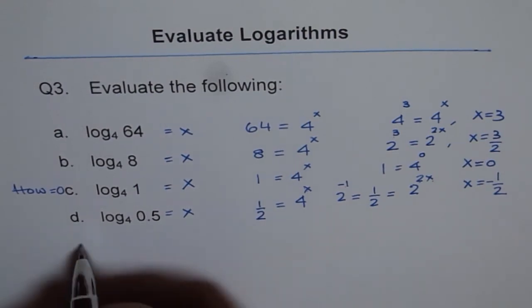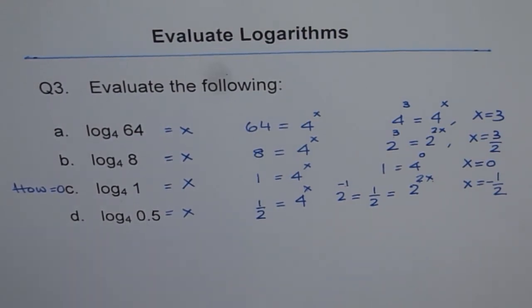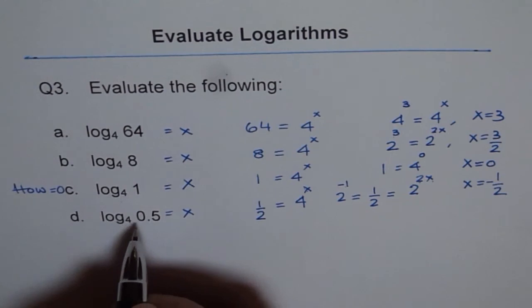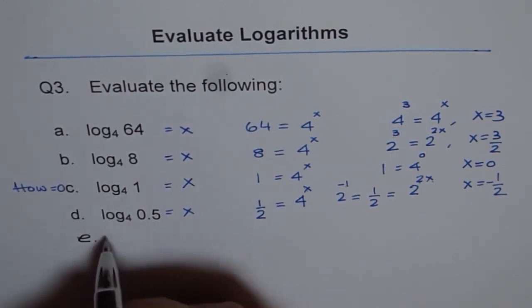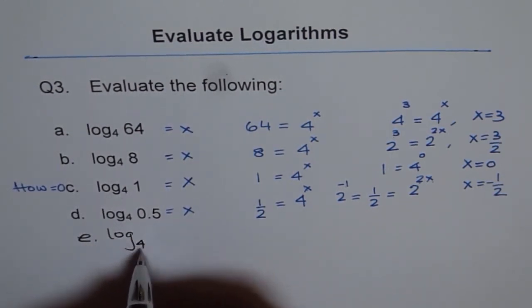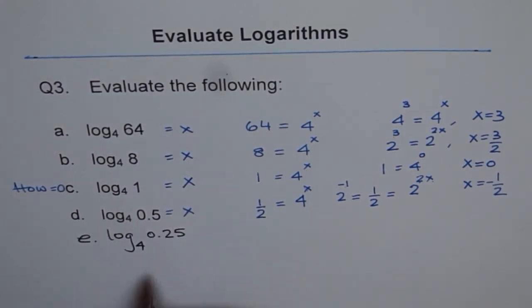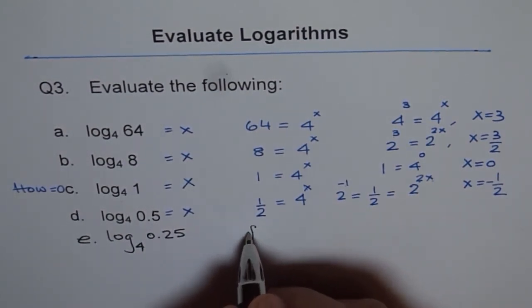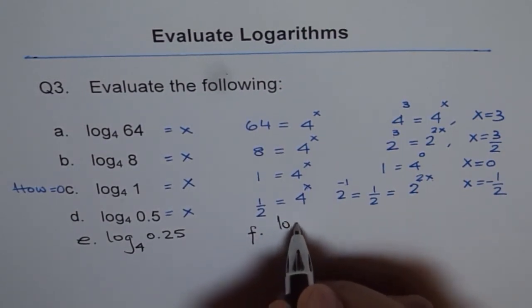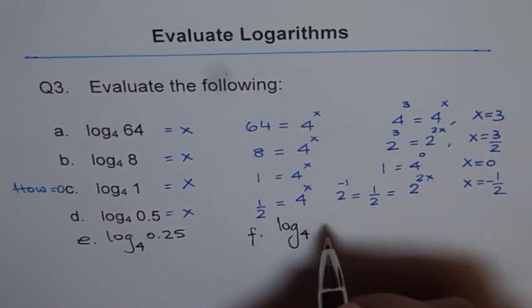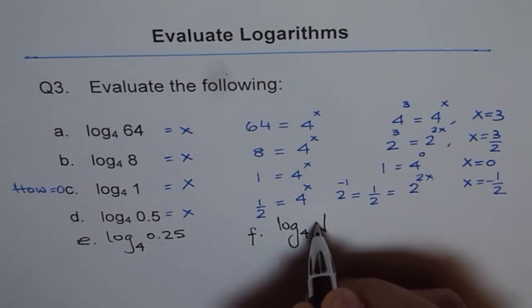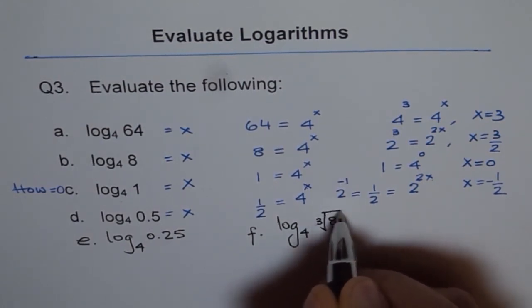For you, you can try these questions. Let me add 2 questions for you to do, okay? Continuing with this series, we get E as log to the base 4 of 0.25. That is 1 for you. And then we'll write F as log to the base 4 of the cube root of 8. Correct?